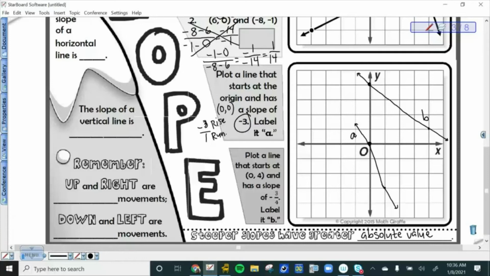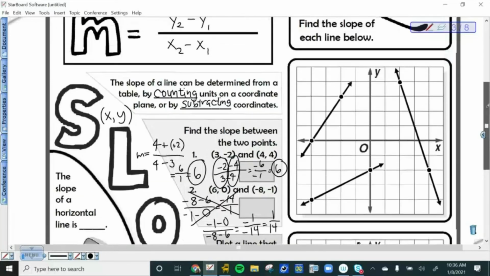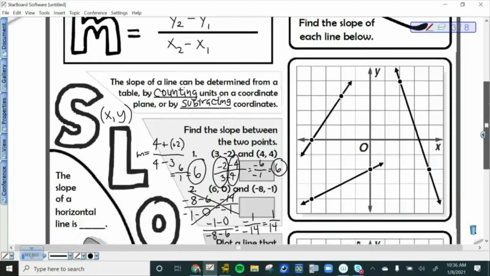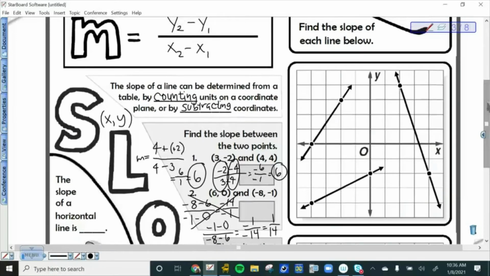Let's do this. We're going to find the slope of each of these lines. Let's look at this one. Remember, slope is rise over run. My rise here would be this distance, and I can just count that out. That's 1, 2, 3. And then my run is the horizontal distance, which is 2.